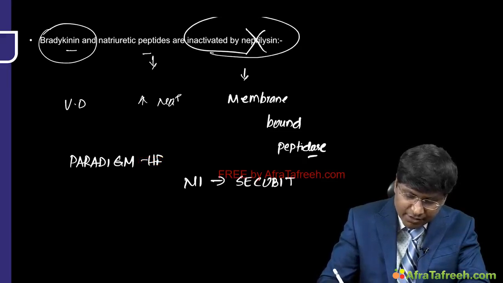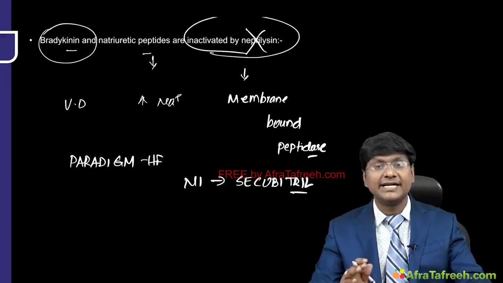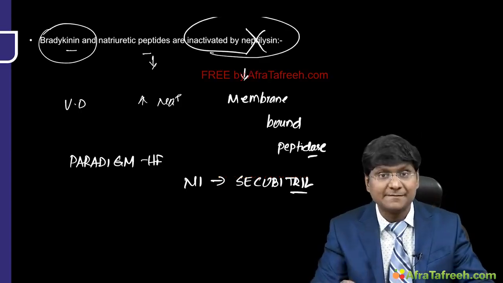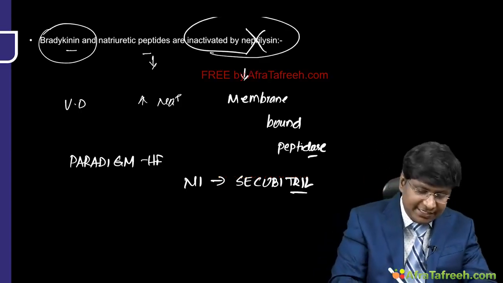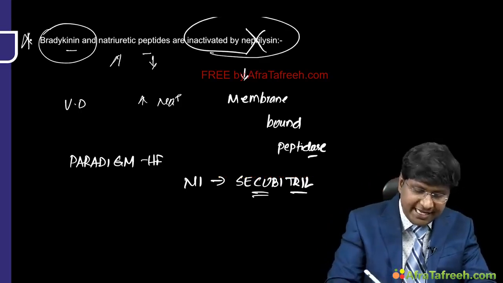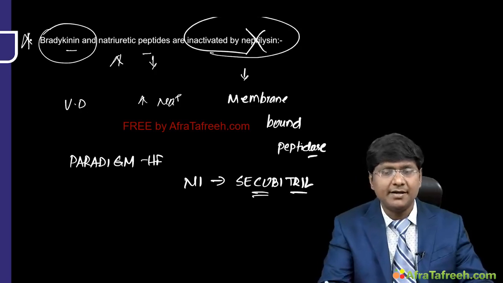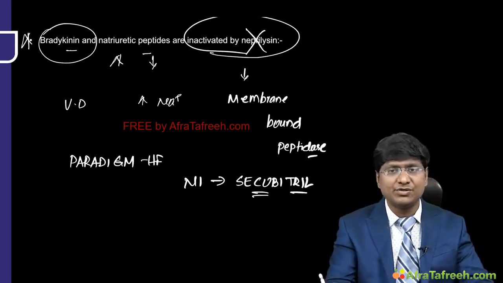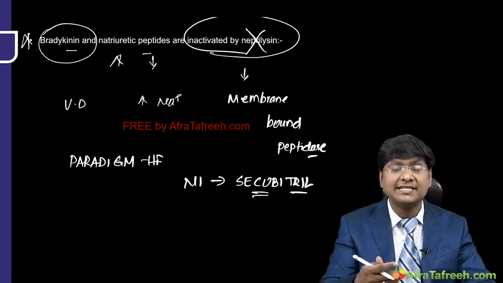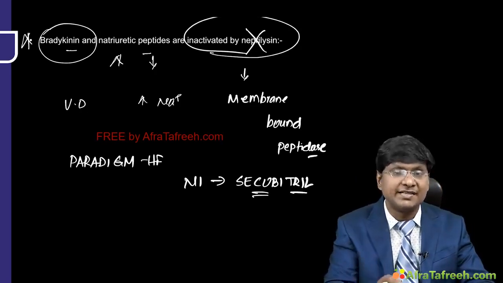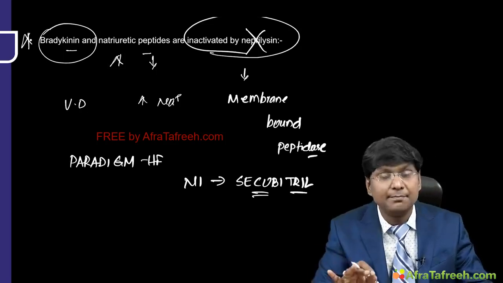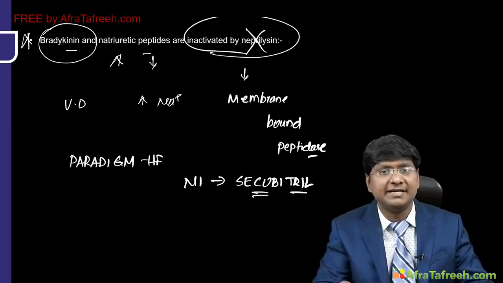sacubitril. When you give sacubitril, that will inhibit this neprilysin, which is a membrane bound peptidase, and thereby sacubitril will increase the bradykinin as well as the natriuretic peptide. By increasing the bradykinin, there will be vasodilatation, decreasing the afterload on the heart. And by increasing natriuretic peptide, there will be natriuresis and thereby reducing the preload on the heart. So this is about the importance of giving neprilysin inhibitors.